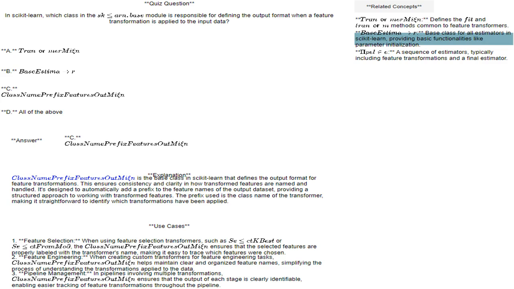Transformer mixin defines the fit and transform methods common to feature transformers. It's responsible for fitting the transformer to the data and transforming the input data accordingly. Base estimator is the base class for all estimators in scikit-learn. It provides basic functionalities like parameter initialization and the ability to set and get parameters. Pipeline is a sequence of estimators, typically including feature transformations and a final estimator. Pipelines simplify the process of building complex machine learning models.